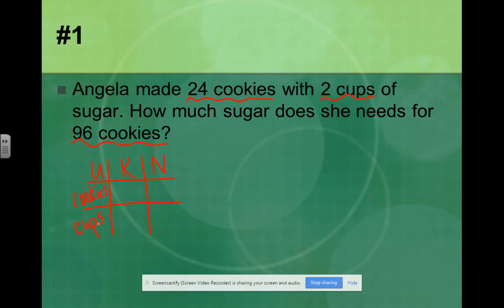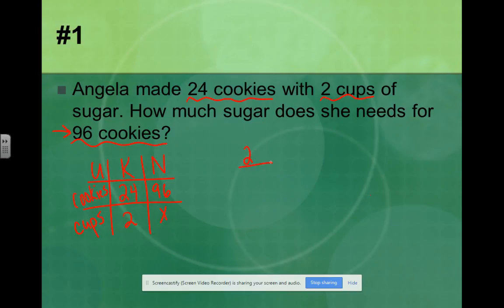With cups of sugar as your units, you could just put cups, you could put sugar. Really, those units are for you. They're information so that you can identify where your numbers really need to go. So cookies, we know information about 24 cookies and that is 2 cups of sugar. And we need to know information about 96 cookies. So the 96 is going to go on my cookies row.